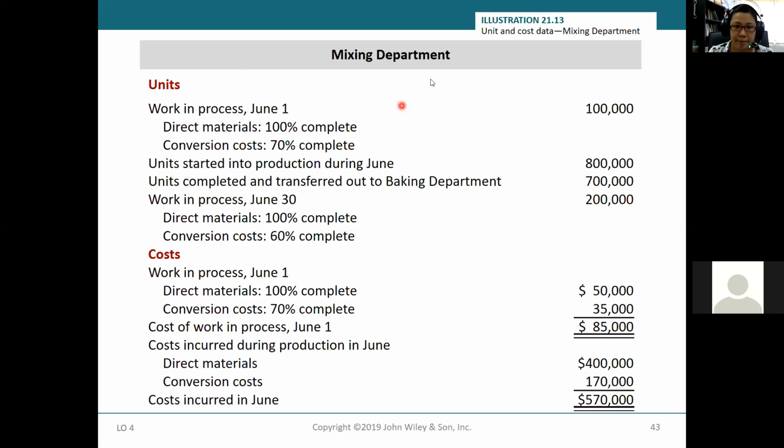So I have the mixing department. Now, the first part they give you is the units. Yeah, class, the first part is talking about the units. The second part they will talk about the cost. Two parts they give us. First is about the units. Second is about the cost. All right. Now, what did they give you about the units?